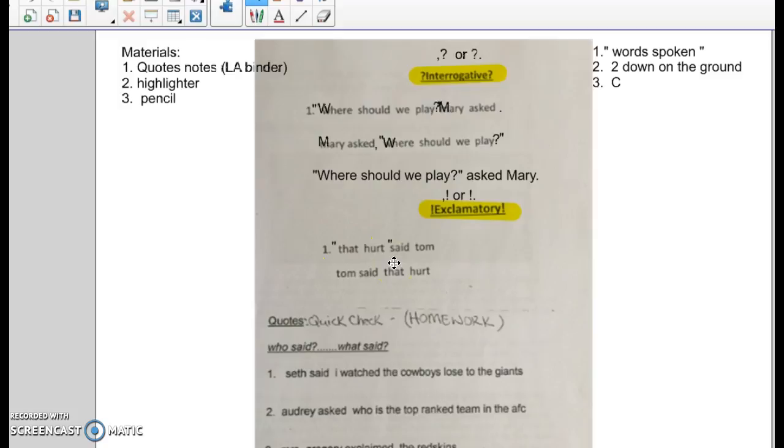Two down on the ground. Well, which part was yelled? Is it that hurt, said Tom? Or is it that hurt, said Tom? The part that was yelled was that hurt. It gets your exclamation point. Second down on the ground is going to be your period at the end because they are telling you what he yelled. Okay. So make sure you reread this. That hurt, said Tom. That sounds right, Mrs. Gregory.